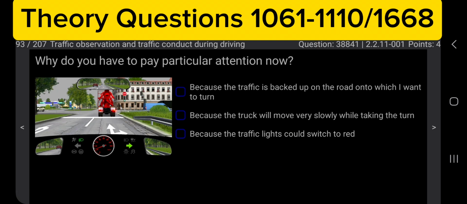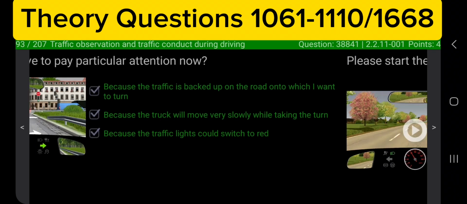Because the traffic is backed up on the road onto which I want to turn. Because the truck will move very slowly while taking the turn. Because the traffic lights could switch to red.